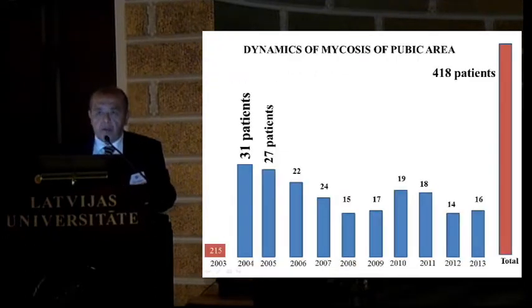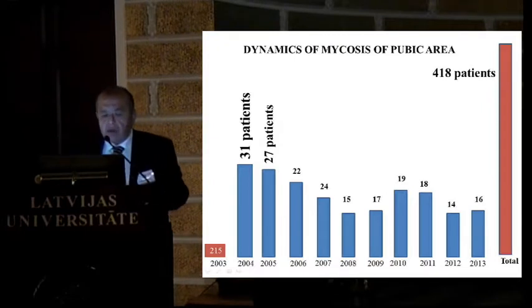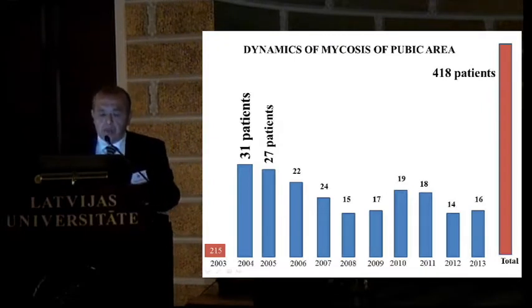After that, year to year, we observed more patients, and in 2013 we saw approximately 418 patients. Year to year, the number of patients with mycosis of the pubic area increased.